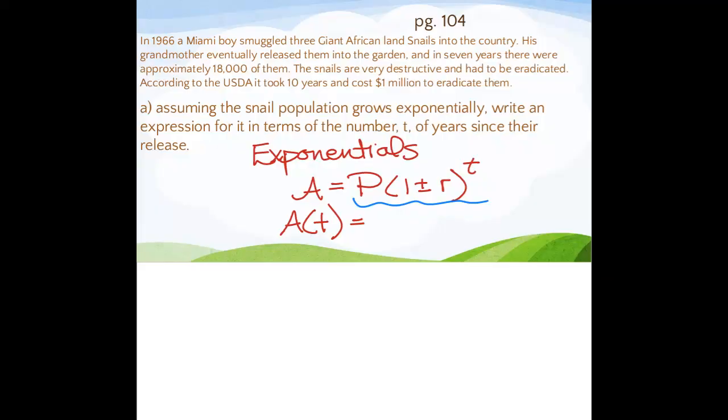Time. The initial amount, P, not T. P. Oh, I thought you said T. Right. And how many snails did we initially start with? 18,000. No, we started with 3. Wait, where did we get 3 from again?